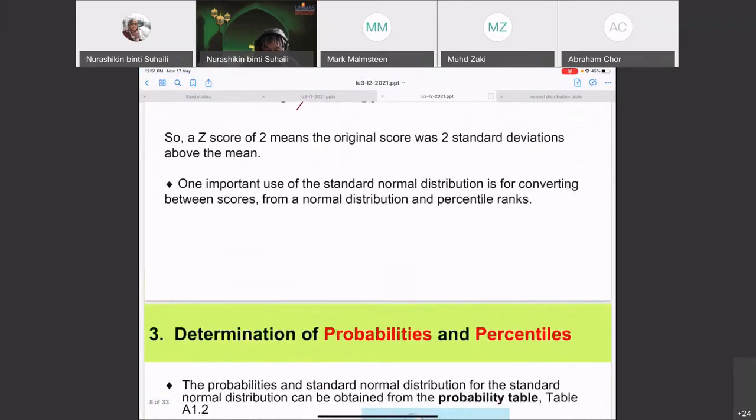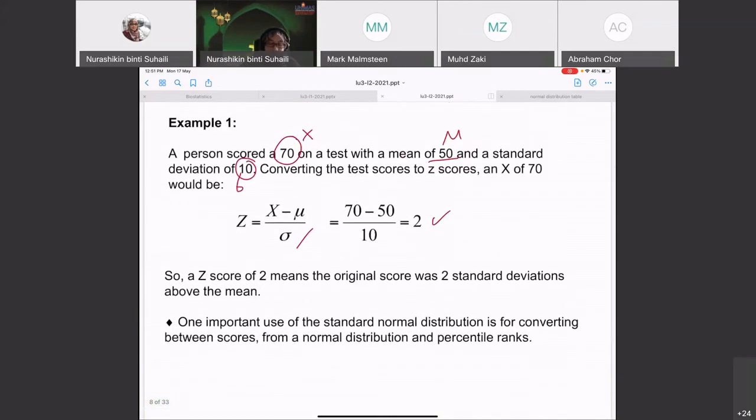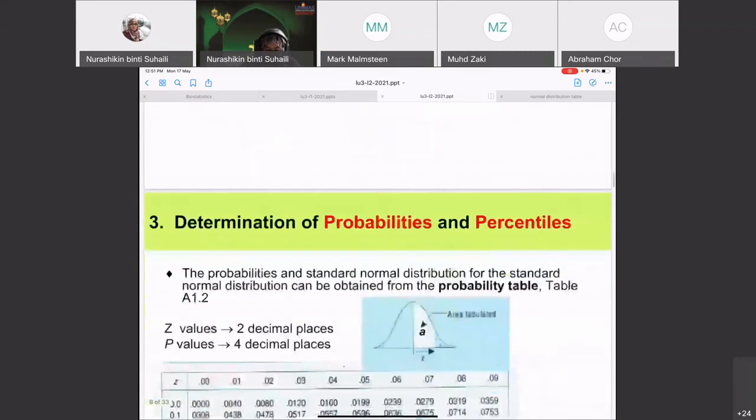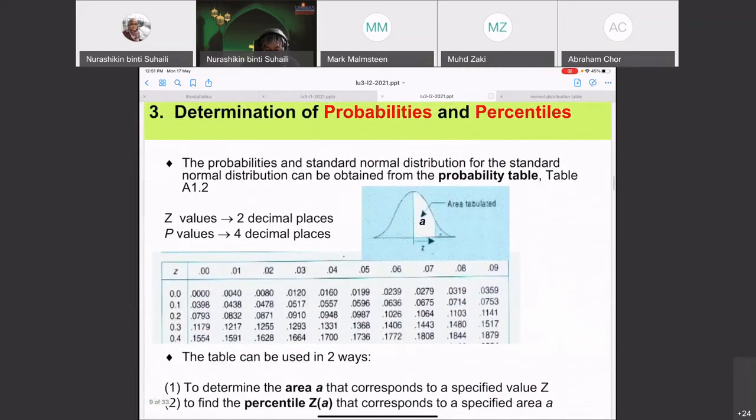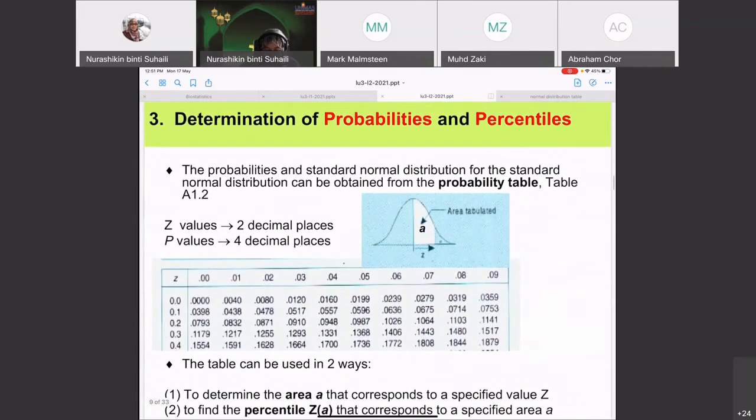Okay, so that's how, I mean, it doesn't ask about the probability here, but this is just to convert. But actually, the reason why we want to convert to Z is because we want to use the Z table to find the probability. Okay, now let's have a look at the Z table, or the probabilities, the area under the curve.